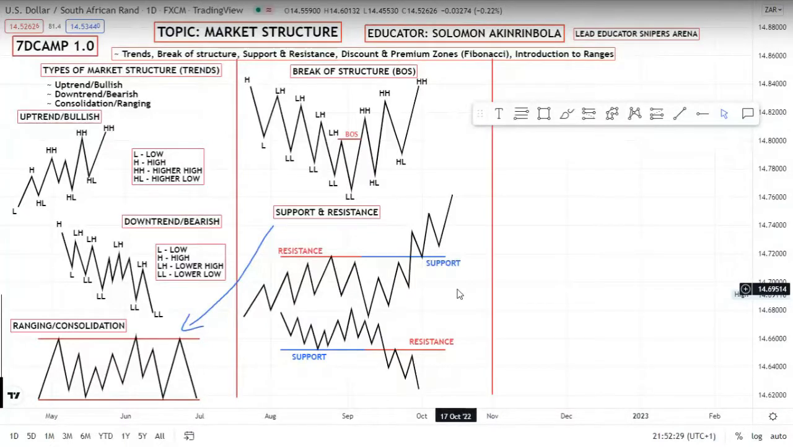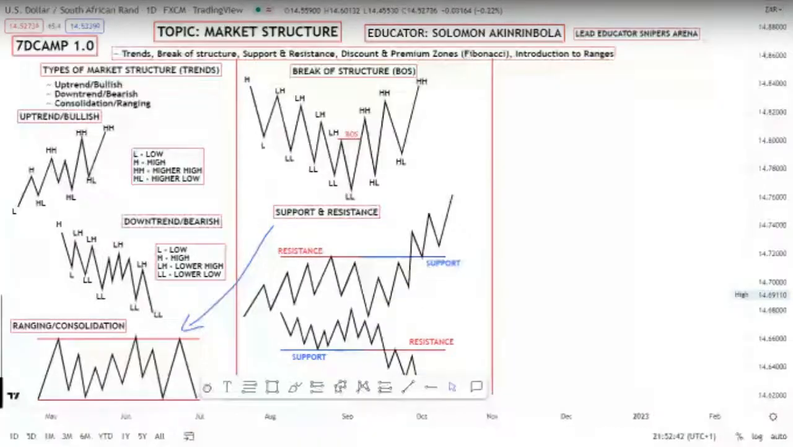Hope you guys understood. Head and shoulders, chart patterns, all those things, I think one of the educators will explain more about that. I don't want to go in depth. I just want to stay within my lane of what I'm told to teach.